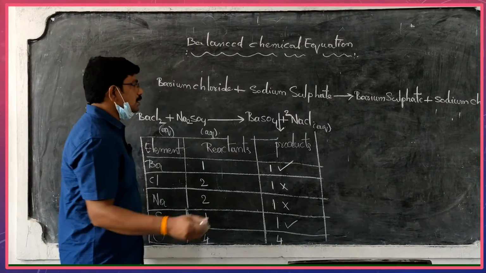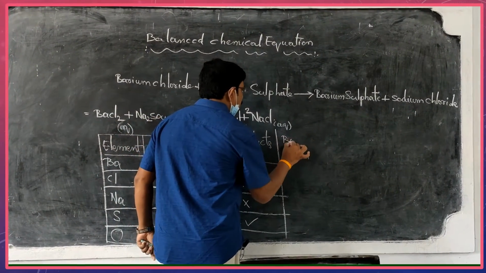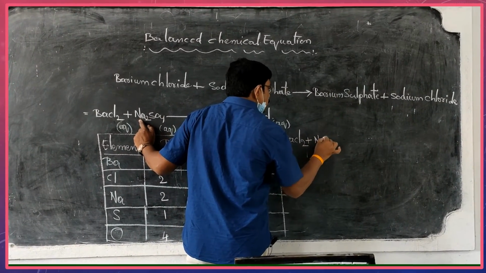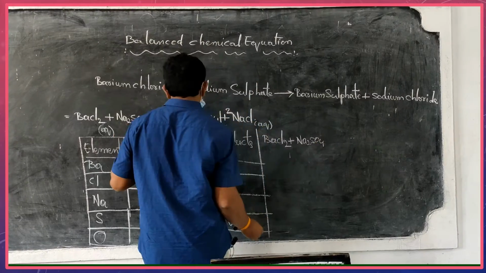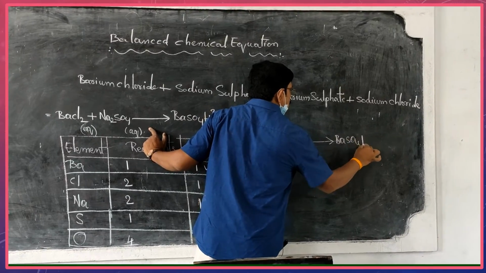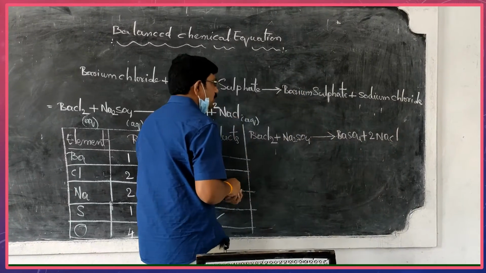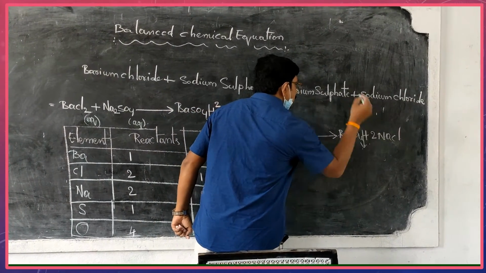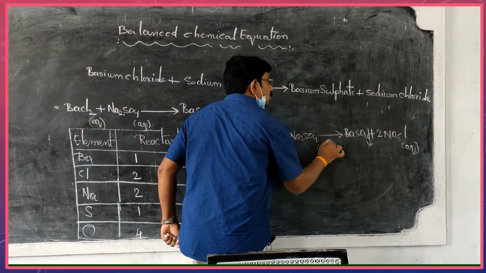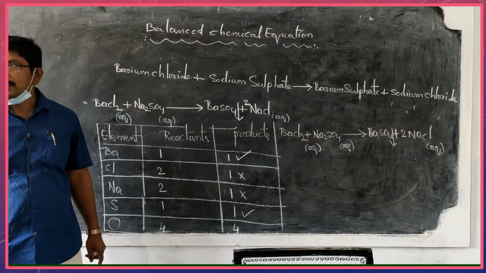Now here I am writing, see this one, is it balanced or not? Here I am writing the balanced equation. Barium chloride plus sodium sulfate gives rise to barium sulfate plus 2NaCl. Now it is balanced. Okay, this is the first. This is aqueous. Aqueous. Aqueous. Now it is balanced. Are you clear?